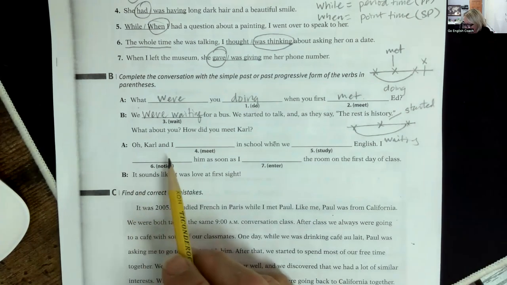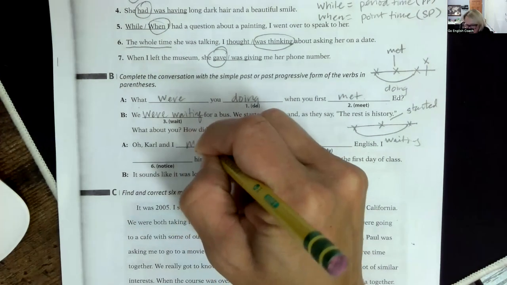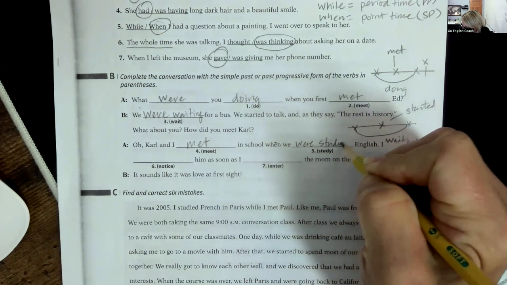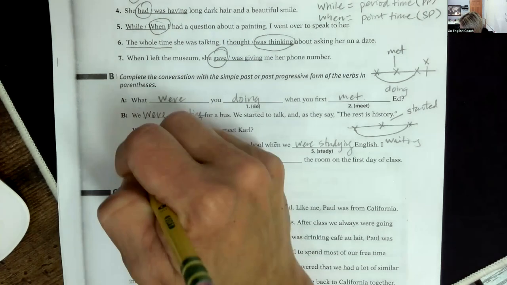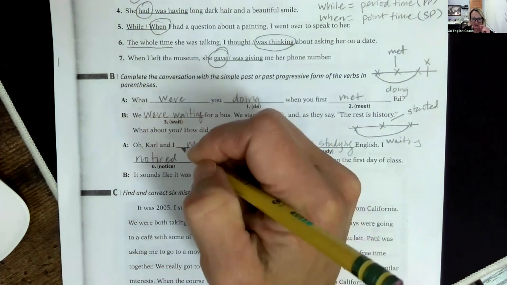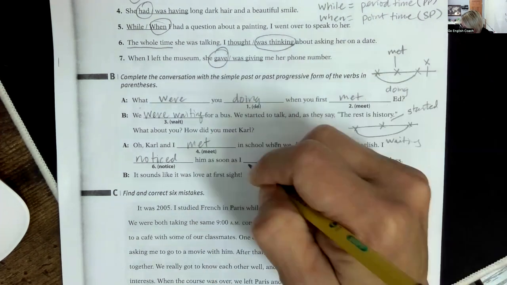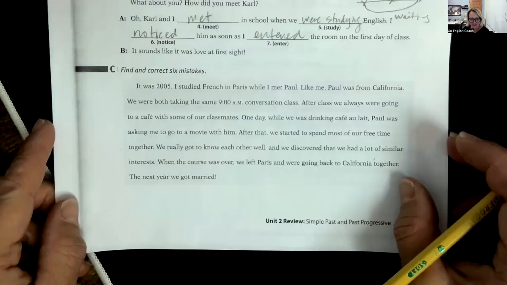Okay. Carl and I blank in the school when we blank English. Okay, so Carl and I met, simple past tense, when we were studying English. Okay. I blank him as soon as I enter the room for the first day of class. I noticed. Also pay attention to the pronunciation. Noticed. Okay. As soon as I entered the room on the first day of class. All right. Boom.